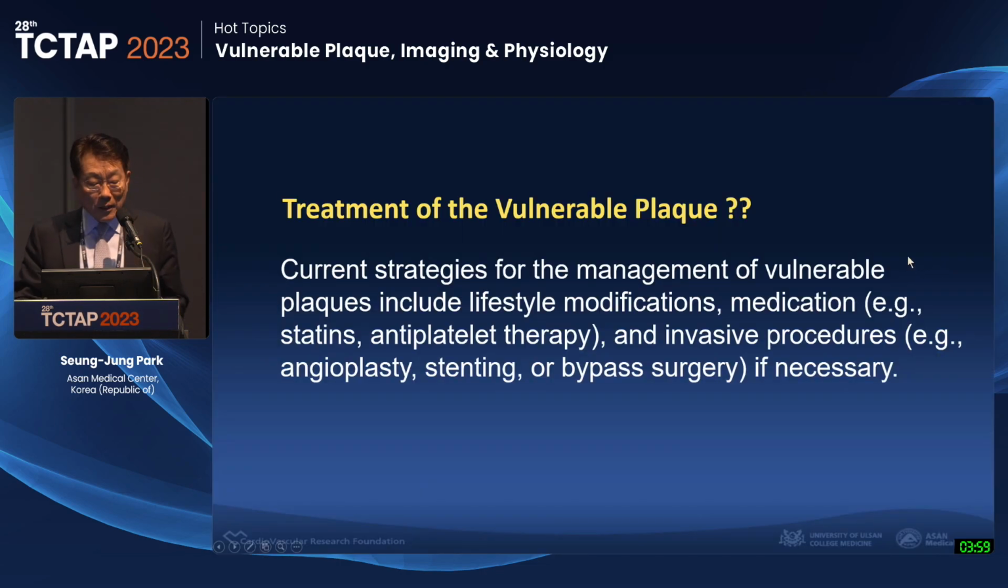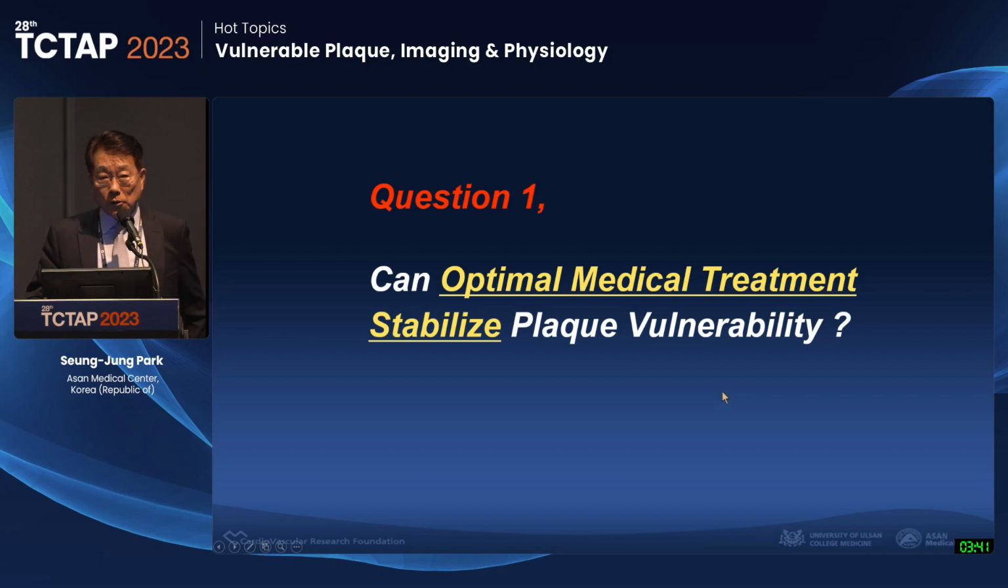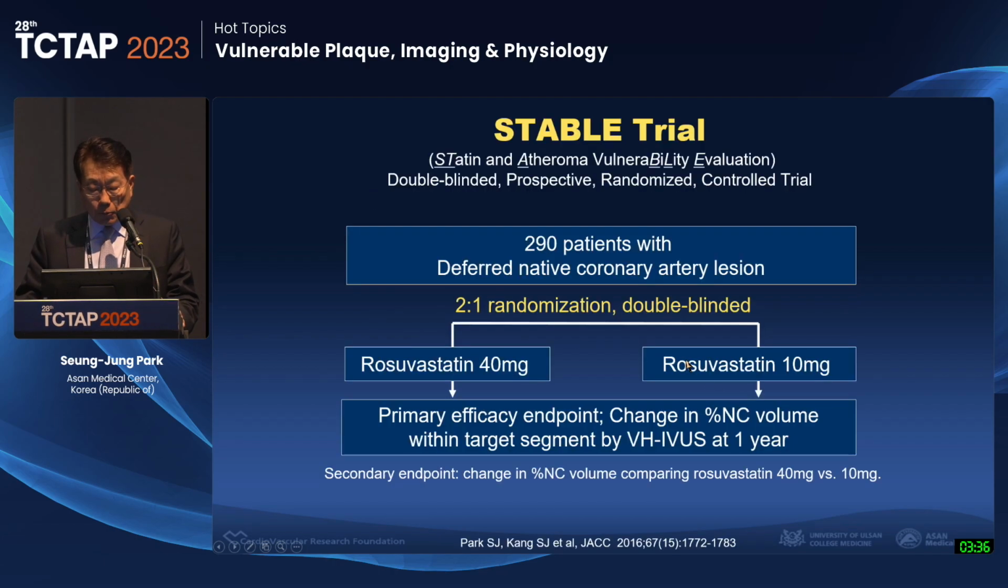So I ask again, right? Treatment of vulnerable plaque. Current strategy of management of vulnerable plaque includes lifestyle modification, medications, statin, antiplatelet therapy, and invasive procedures, for example, angioplasty, stenting, or bypass surgery, if necessary. So question one: can optimal medical treatment stabilize plaque vulnerability?